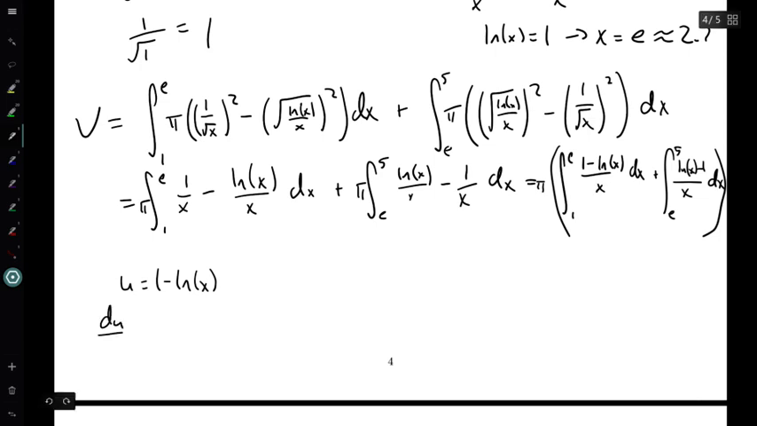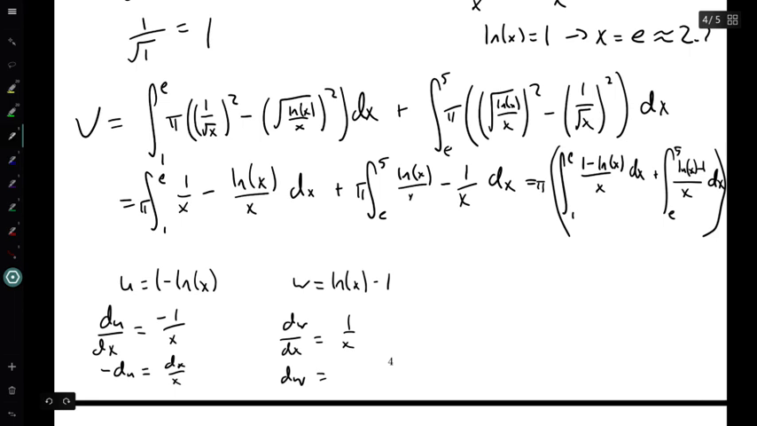So du dx is going to be minus 1 over x, which is to say that minus du equals dx over x. In the second integral, I'm going to want to do a different substitution. I'm going to want to use w equals natural log of x minus 1. Then dw dx is going to be 1 over x, and so dw is going to be dx over x.